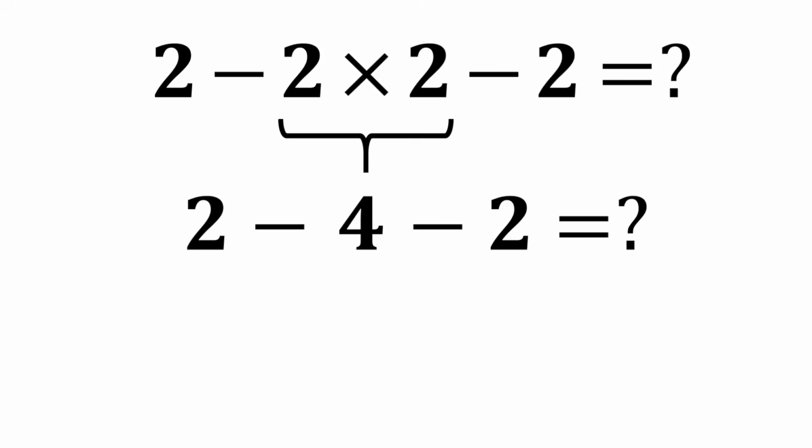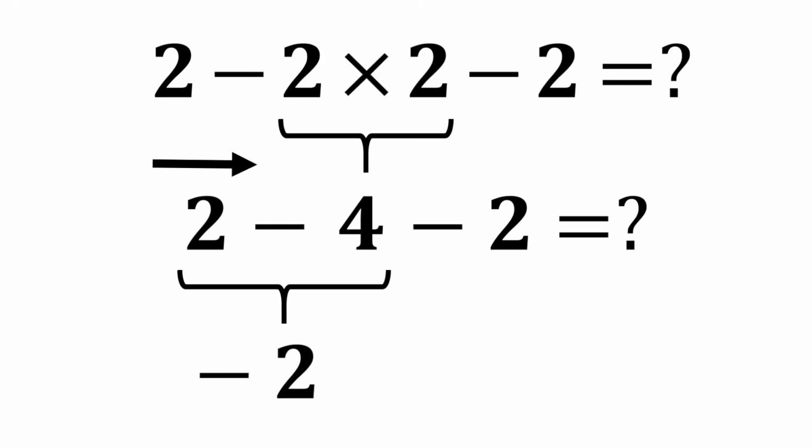Now, we have 2 subtractions. According to PEMDAS, they have equal priority. Therefore, we solve them from left to right. 2 minus 4 equals negative 2. Finally, negative 2 minus 2 equals negative 4, which is our correct answer.